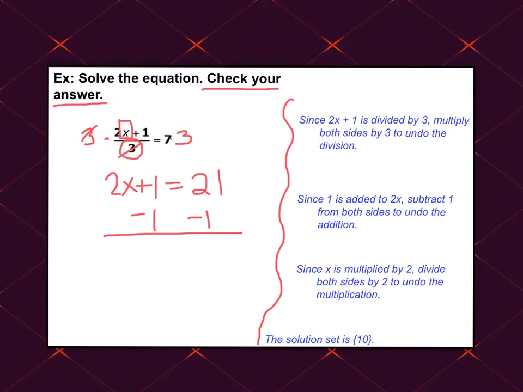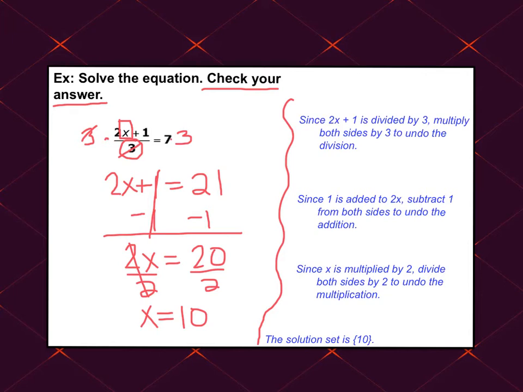Remember, I'm trying to get that x alone. And now I have 2x equals, this cancels out and becomes 0. And then 21 minus 1 is 20. Next, I'll divide both sides by 2, since 2 is being multiplied to x. And now I have x equals 10. And this is my answer.